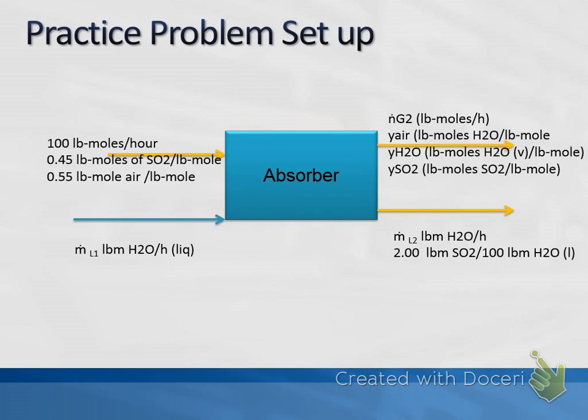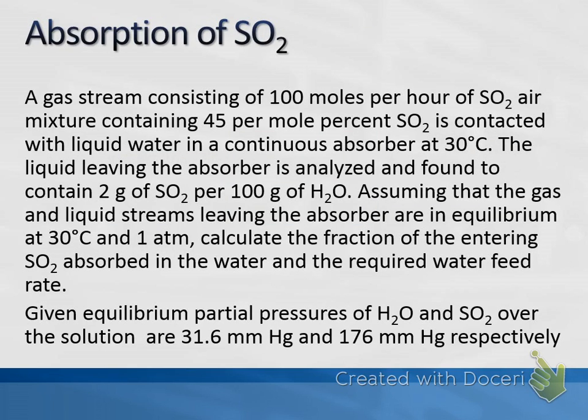Okay, any ideas? Let's look at the problem again. What are the things that are given to us here? So we know the pressure also. The pressure is 1 atmosphere. And we are also given the partial pressures of SO2 and H2O over the solution.